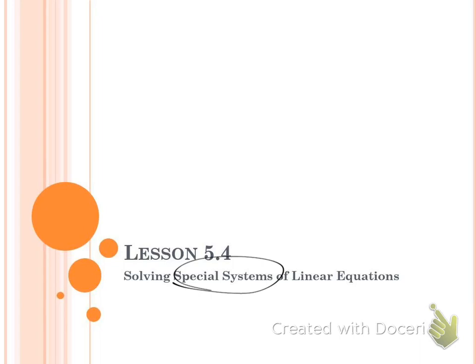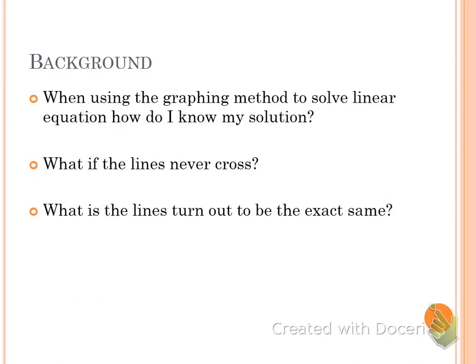Now, the first question we're going to ask ourselves is this one right here. It says, when using the graphing method, let's go all the way back to the graphing method, to solve a linear equation, how do I know my solution? So basically what I'm asking you is, what is the solution to a system of equations? We spent a long time yesterday going back and looking this up. Does anyone know, when I am solving a system of linear equations, what is my solution? What am I looking for? Jaden? The point of intersection. Very good. So no matter the method, I'm looking for the point where my 2 lines would intersect.